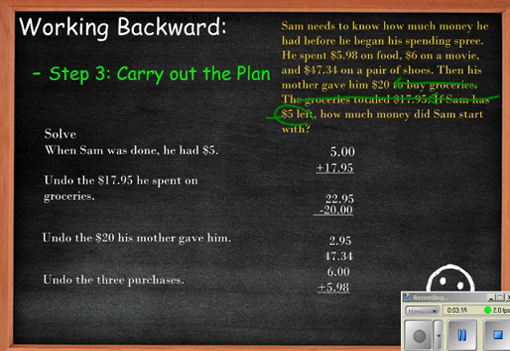We're going to undo the 3 purchases, which means we're going to add the $47.34, add the $6, and add the $5.98. And what we will end up with is $62.27. So we did the reverse of everything that happened in the problem. We would have, had we known the beginning amount, subtracted $5.98, subtracted 6, subtracted 47.34, and then added 20 and subtracted $17.95. But because we're working backwards, we reversed all those operations. And we find out that we think he started with $62.27.